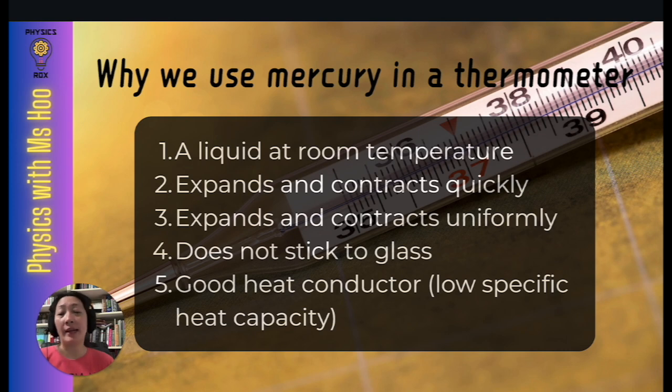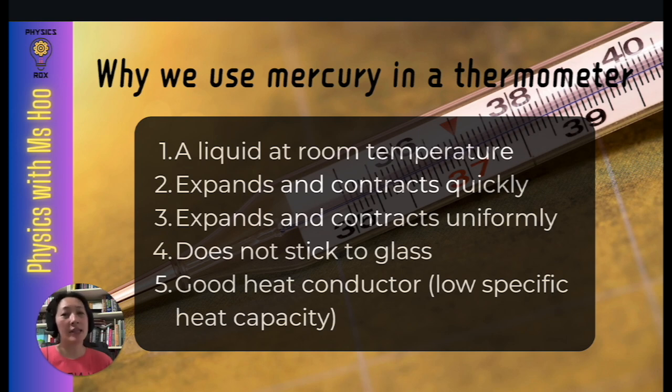For one, mercury is a liquid at room temperature, which enables it to expand and contract. That means it's able to change volume. And in terms of its expansion and contraction, mercury is able to do this quickly and uniformly. This enables us to get the temperature really quickly, so we don't have to wait a long time. And with the uniform expansion and contraction, it enables us to come up with a linear scale. That means once we've come up with the scale, we're able to divide this into equal values, making it easy for us to get a reliable scale.